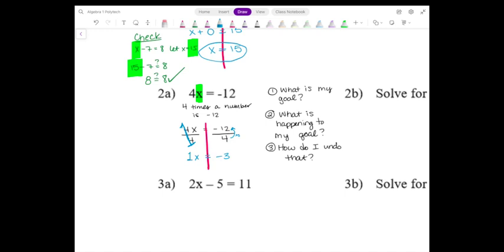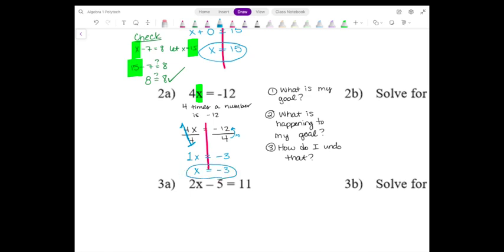Well, 1 times anything's just itself, isn't it? Like 1 times 10 is 10. 1 times 100 is 100. 1 times 5 billion kajillion is 5 billion kajillion. So do I really need to write that one? No, it's kind of like that 0 from before. I can just write x is equal to negative 3.